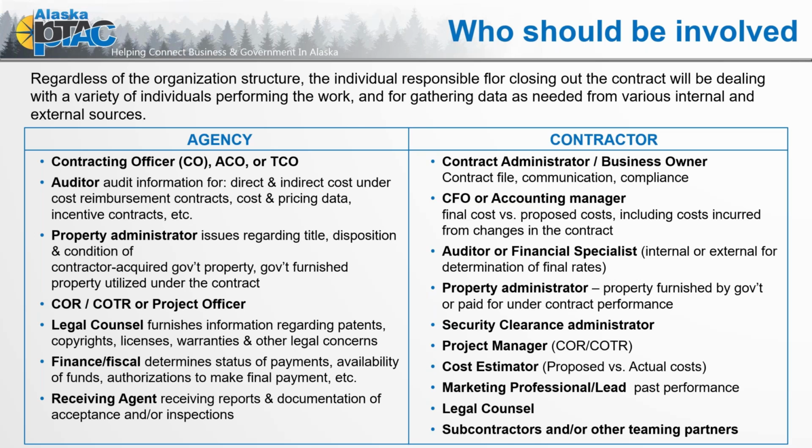So of course, we're going to have information from that contracting officer representative or the technical representative or project officer, and those titles may vary depending upon the agency. There may be information from legal counsel. They can furnish information regarding patents, copyrights, licenses, warranties, and other legal concerns. We have the finance or fiscal, and in some cases that might be on the contracting officer side, or it might be on the program side for that individual responsible for the budget and the finance to determine status of payments, availability of funds, authorization to make final payments, etc.